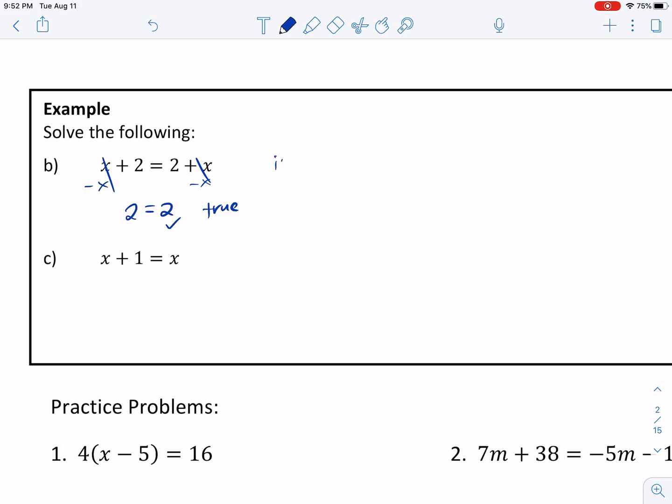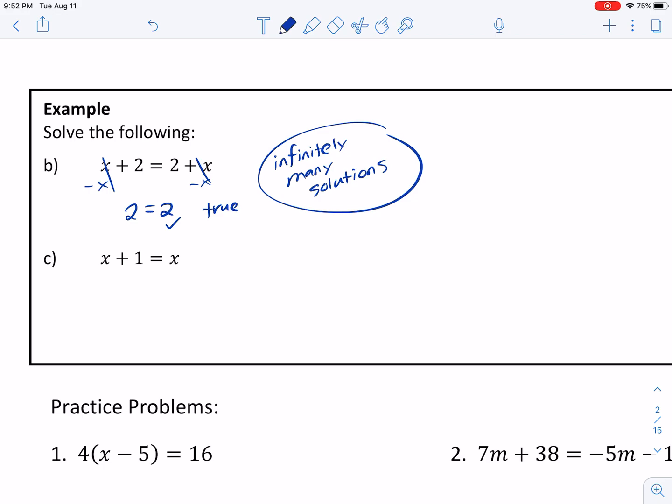This is always true, 2 equals 2. And when that's the case, that's when you have infinitely many solutions. No matter what you plug in for your variable, both sides of the equation are going to remain the same. The equation is going to be balanced.